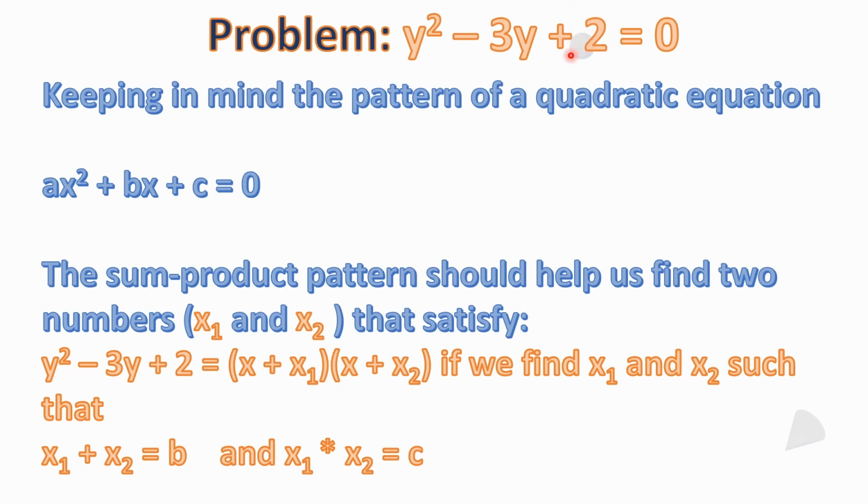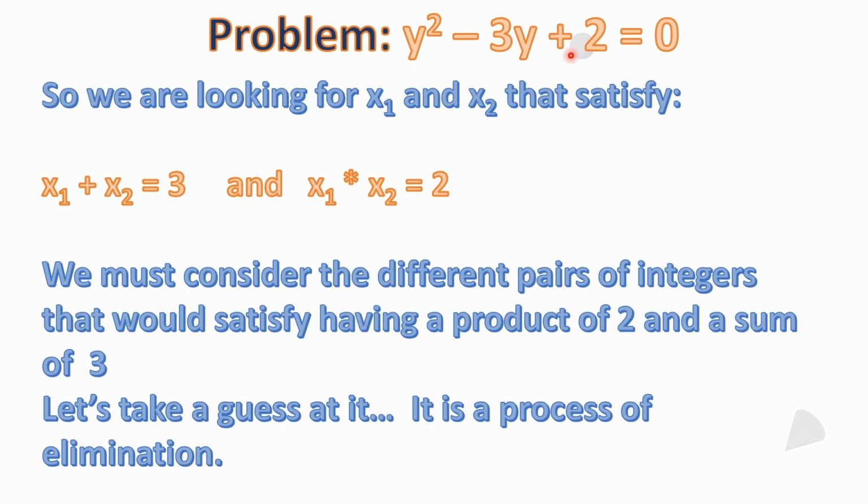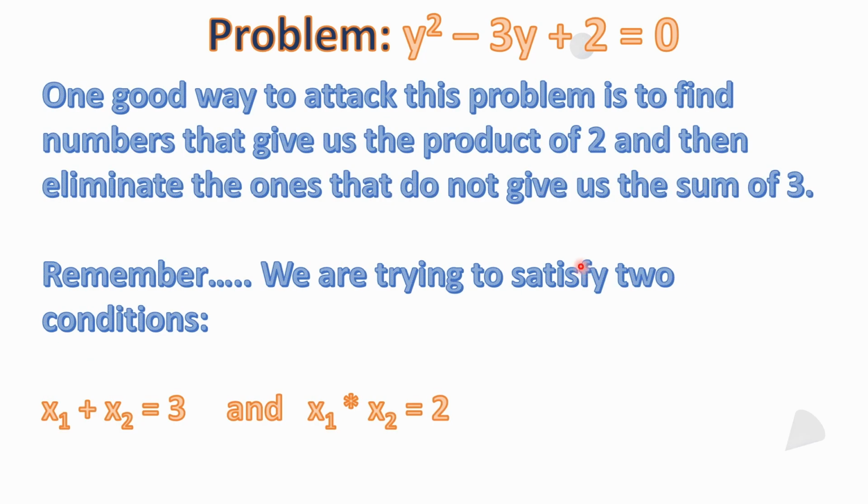So let's work this one through. We're looking for this x1 and x2 that basically satisfy this: x1 plus x2 equals 3, and x1 times x2 equals 2. This is the b and the c that we just talked about. So we must consider the different pairs of integers that might satisfy having a product of 2 and a sum of 3. So we can take a guess at it. It's a process of elimination. You kind of work some things out.